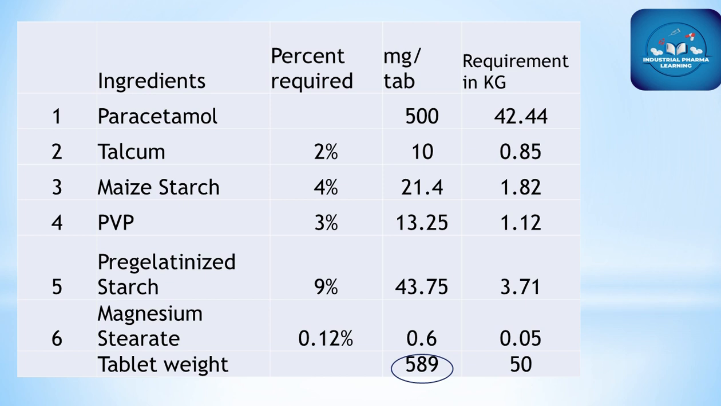You have to produce a 500 milligram tablet, and then you will see that 2% of 500 is around 10 milligram, 4% of 500 is 21.43, percent of 500 is around 13.25, 9% of 500 mg is around 43.75. It is the same case for magnesium stearate. So the tablet weight is 589 milligram.